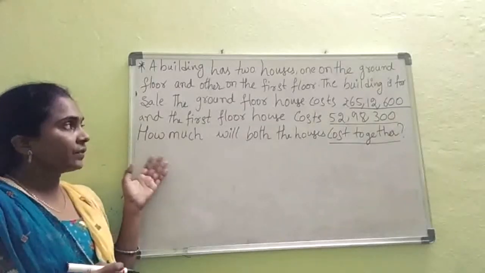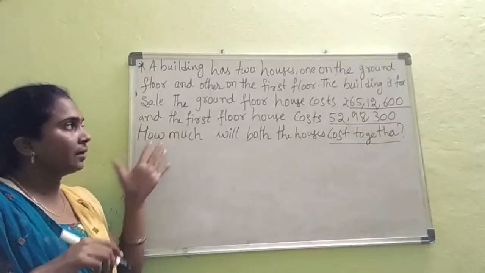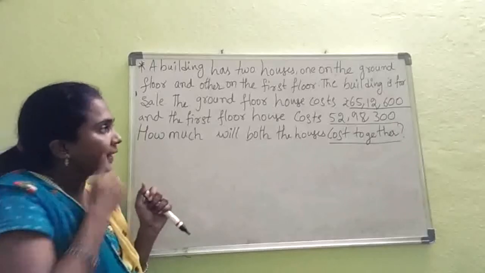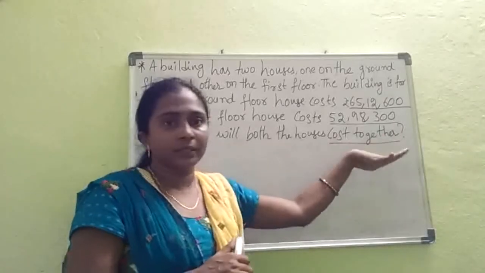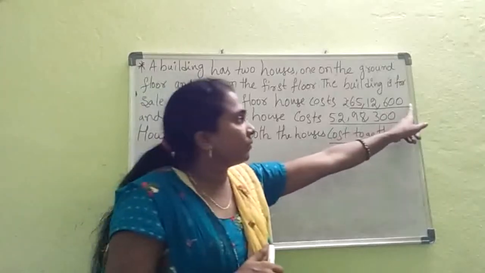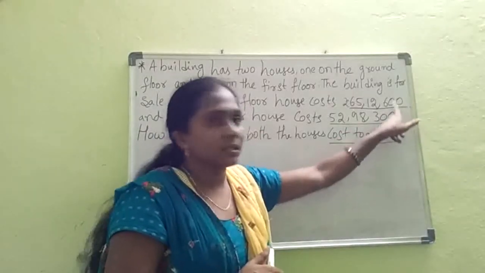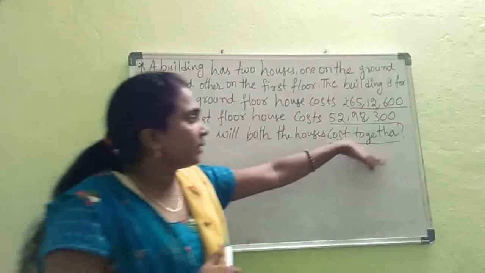Now the building is for sale. That means owner want to sell the complete building, right? Now the question is how much cost together, right? Individually one house cost and another house cost is given. Total they are asking the building cost.